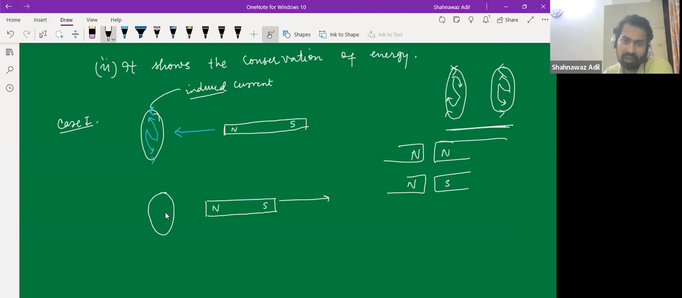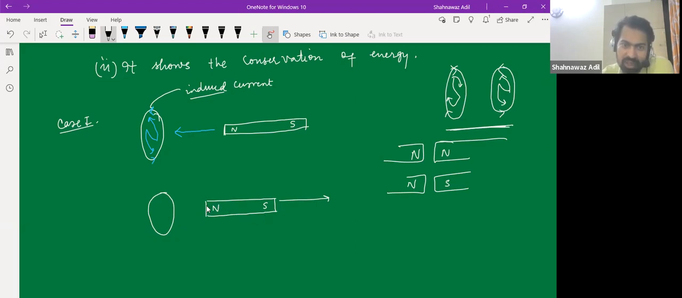It should attract or repel. Repel. Yes, Aisha says repel. So now you see that it is already moving away. If it will repel, then it is going in the direction of the motion, it is not opposing. It is just enhancing the movement, right? But we want to oppose this motion.